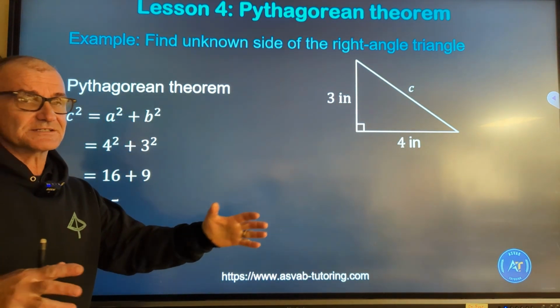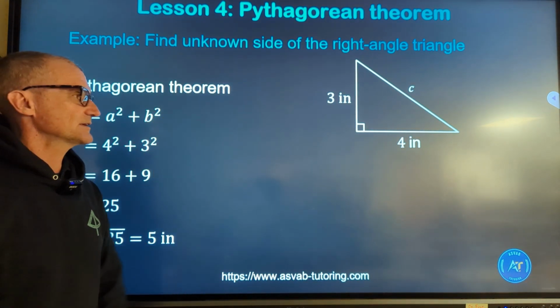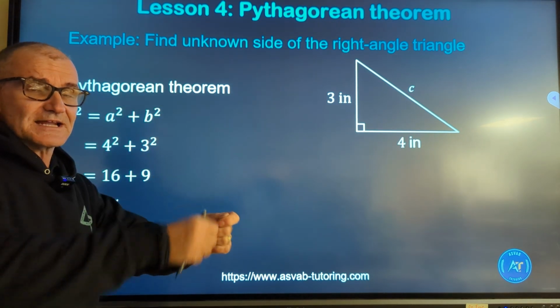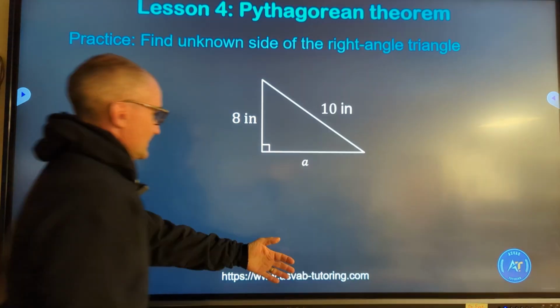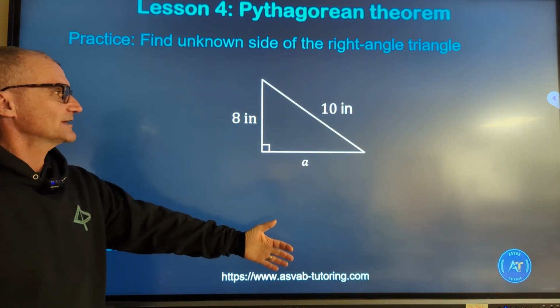Sometimes in construction, you use that 3, 4, 5 triangle to prove something's perpendicular, like a fence off a house. You measure 3 feet, 4 feet, you check that hypotenuse at 5. If that works, then it is a right angle. Here's another example. Go ahead and do this problem, unpause the video and we'll do it together.